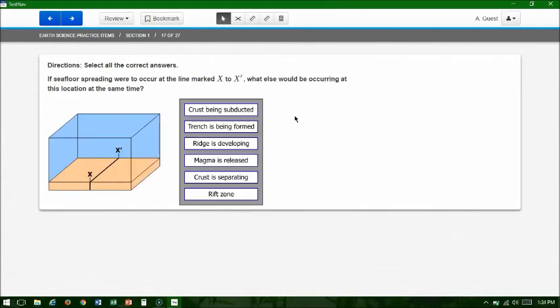Number 17, if seafloor spreading were to occur at the line, what else would be occurring at this location at the same time? It's not the crust being subducted, because they are moving apart, not together. A trench is not being formed because, again, trenches are formed when one oceanic crust subducts under another. But yes, a ridge is developing at this point along the line. Magma is being released, so the crust is being separated, and this is a rift zone. So all of these are true for seafloor spreading.